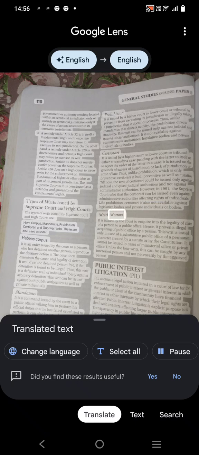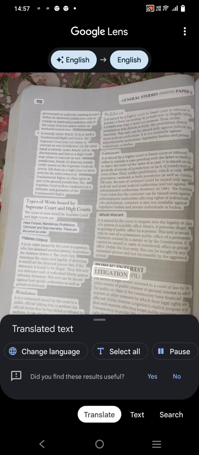Quo warranto. It is issued by the court to inquire into the legality of claim of a person to a public office. Hence, it prevents illegal acquiring of public office by a person. This writ is issued only in case of a substantive public office of a permanent character created by a statute or by the Constitution. It cannot be issued in cases of ministerial office or private office. Unlike the other four writs, this can be sought by any interested person and not necessarily by the aggrieved person.